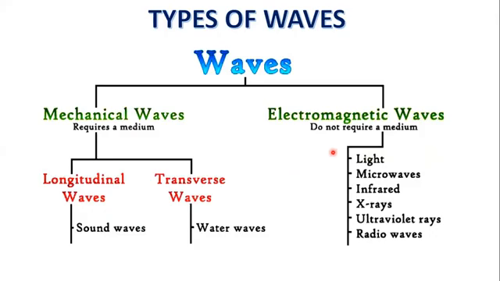Electromagnetic waves do not require a medium for their propagation. Examples are light, microwaves, infrared, X-rays, ultraviolet rays, radio waves. Let's discuss longitudinal waves and transverse waves in detail.